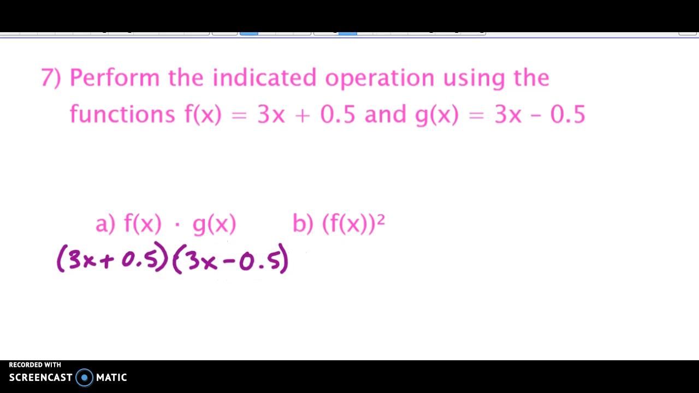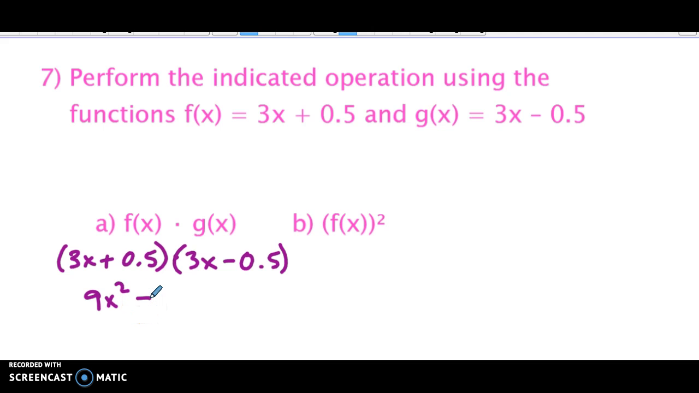So as I write this out, now I can see that what I have is a special product pattern here. So I have a difference of two squares. I have the same terms. My first terms are 3x. My last terms are 0.5, but I have opposite signs. So that's going to be my difference of two squares pattern, which says I take my first term and I square it. 3x squared, or 3x times 3x gives me 9x squared.